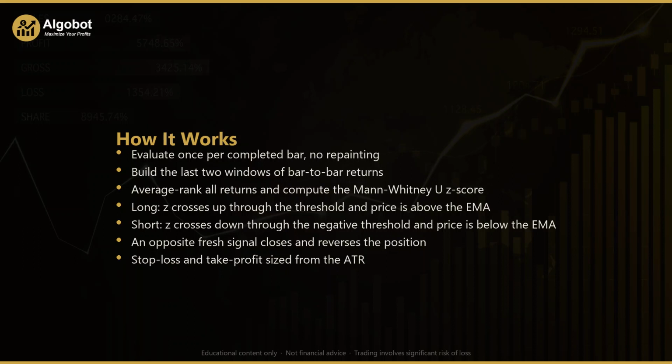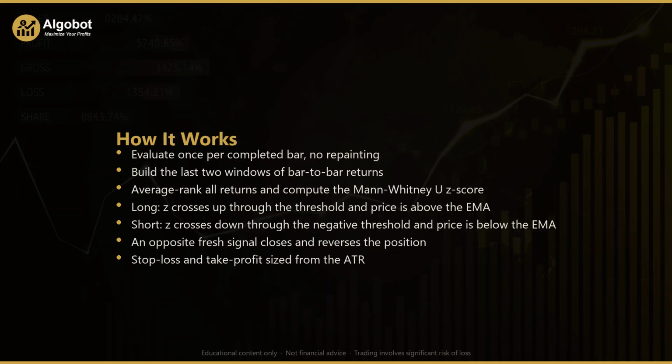When it is strongly positive, the recent returns are ranking higher than the older ones, describing an upward drift shift. When it is strongly negative, the recent returns are ranking lower, describing a downward drift shift. Now for entries, and the crucial detail here is that the strategy acts on the transition, not the state. It watches for the z-score crossing up through the positive threshold, which defaults to 1.6. A long signal is generated when that fresh upward crossing occurs, and the closing price is above the baseline exponential moving average, whose period defaults to 50.